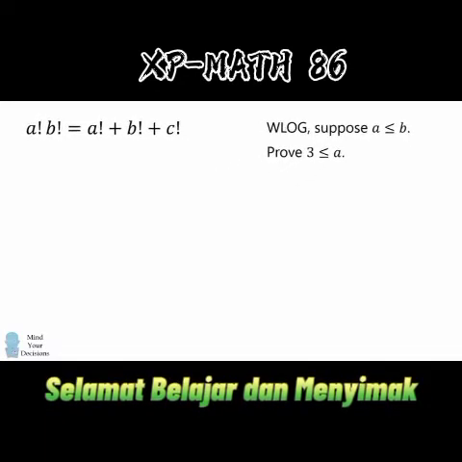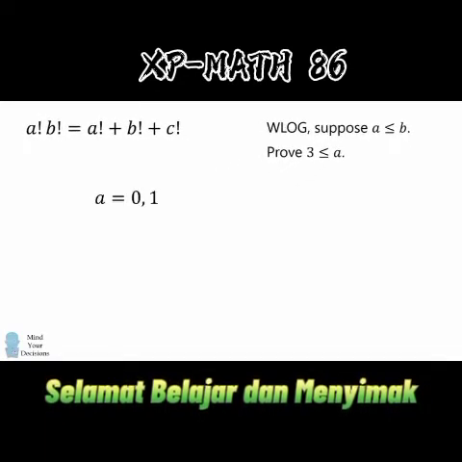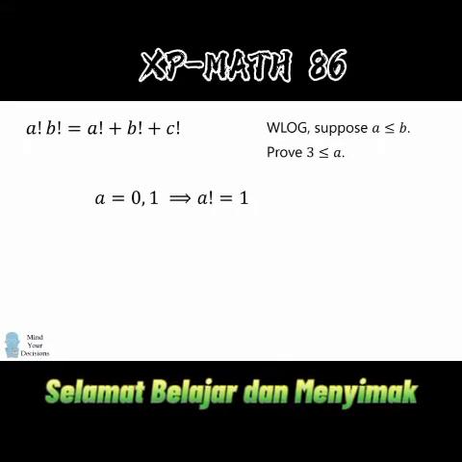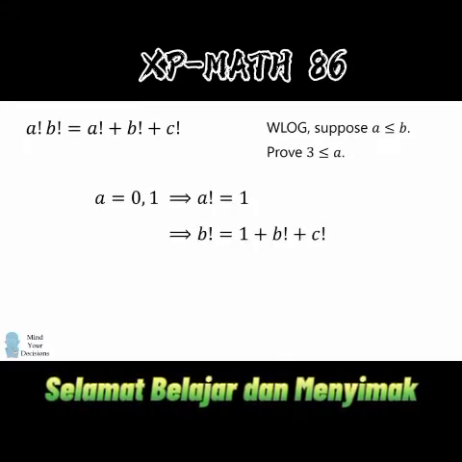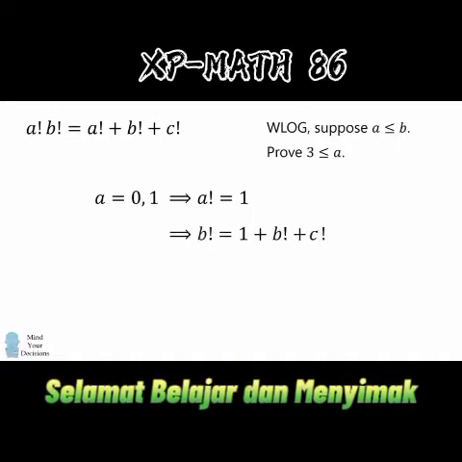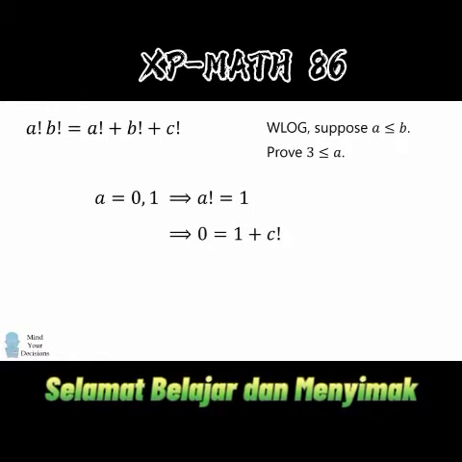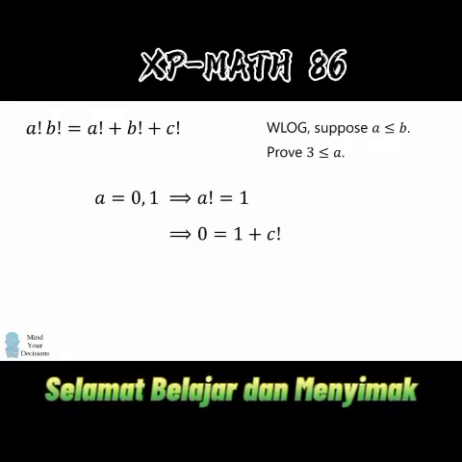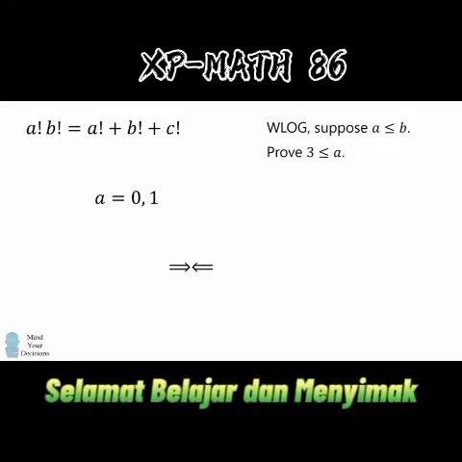Let's get started by working out a few cases. Suppose a is either 0 or 1. Then a factorial is equal to 1. We substitute that into the original equation and then simplify. This equation only has a solution if 0 is equal to 1 plus c factorial. But no solution exists for this equation where c is a positive integer. Therefore, a cannot be equal to 0 or 1.